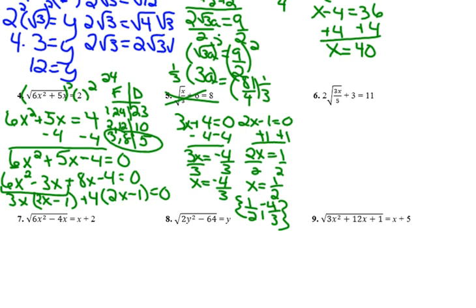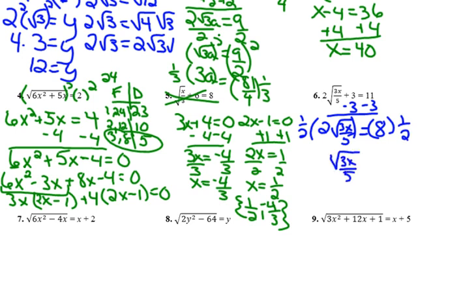Okay, moving on to number 6, because again, I ran out of room for number 5. So I need to get my radical expression by itself first. So I have to subtract 3, which gives me 8. Now, because the 2 is outside the radical, I have to multiply by 1/2 to get the radical part by itself. So I have the square root of 3x over 5, and that should all be in the square root symbol. Half of 8 is 4. Now I can square both sides. So you have to get that radical piece by itself.